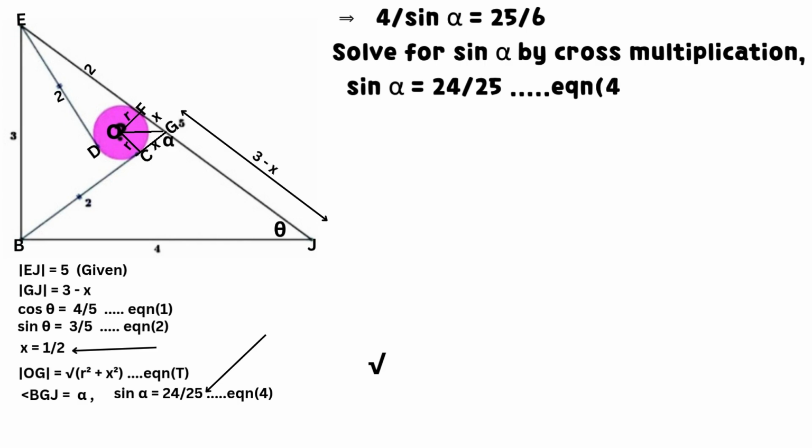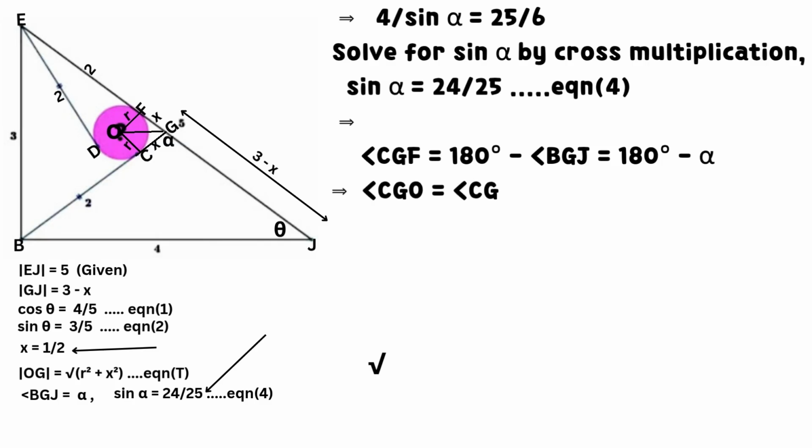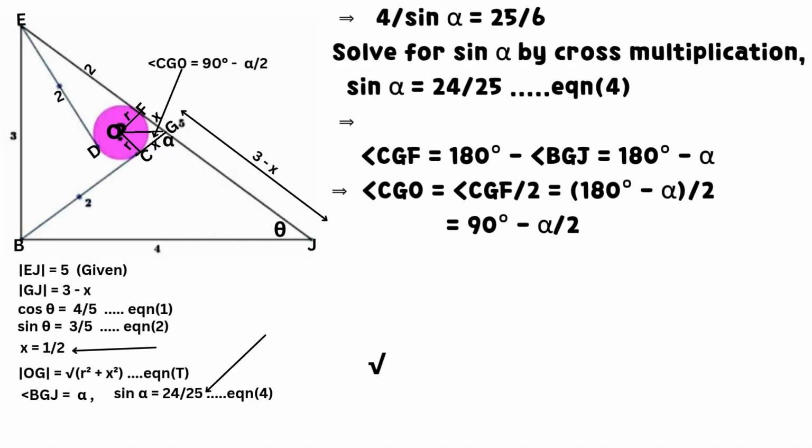Solve for sine alpha by cross multiplication. Sine alpha equals 24 divided by 25. We call it equation 4. It follows that angle CGF equals 180 degrees minus angle BGJ, which equals 180 degrees minus alpha. Hence, angle CGO equals half of angle CGF, which equals half of 180 degrees minus alpha. The result equals 90 degrees minus half of alpha.